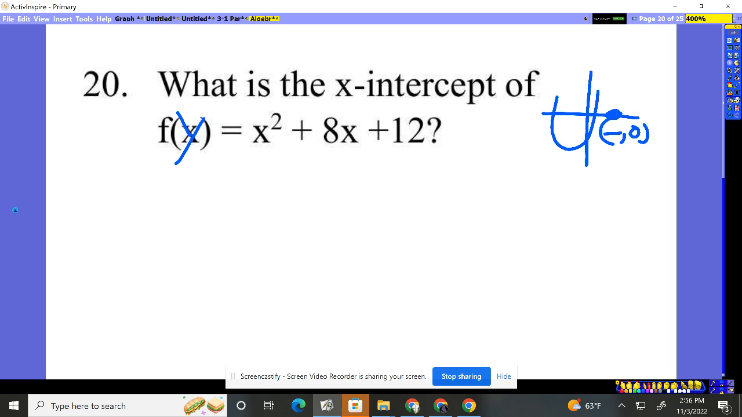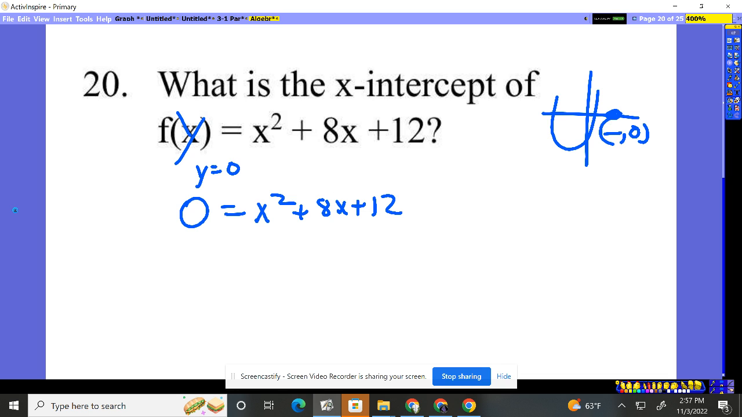I know that. But here's what I know. I know the y value is 0 because the x-intercept, the y value is always 0. It's always at a height of nothing. So I'm going to set this equal to 0. So 0 is equal to x squared plus 8x plus 12.